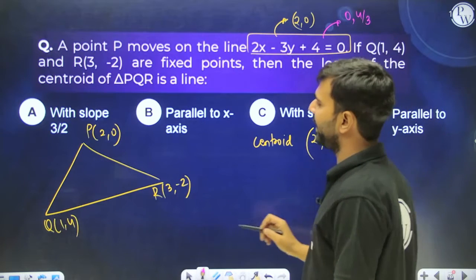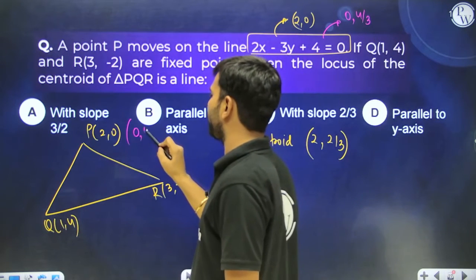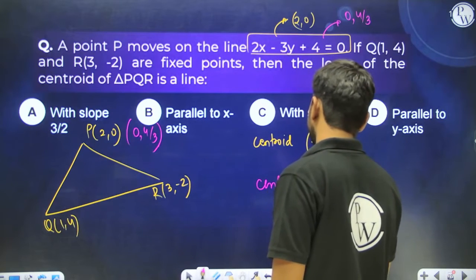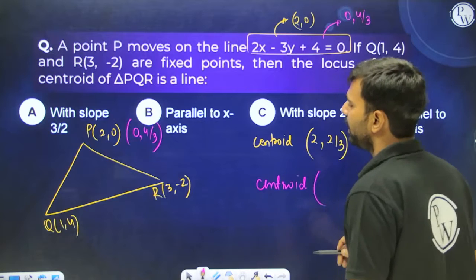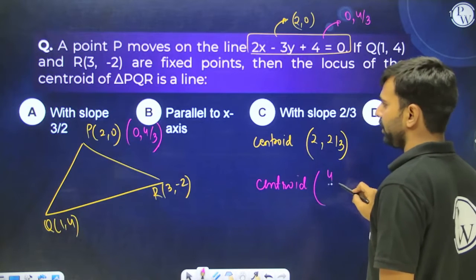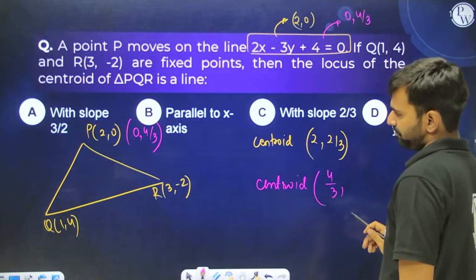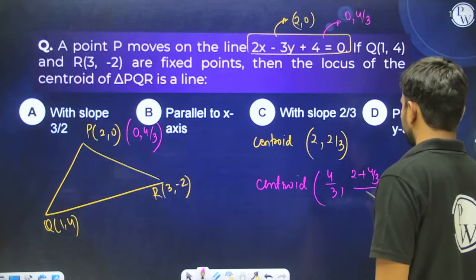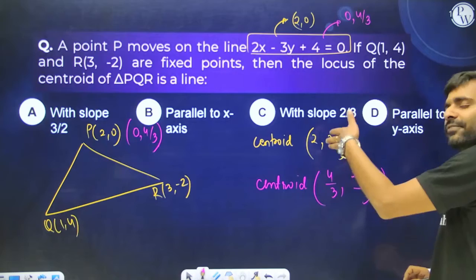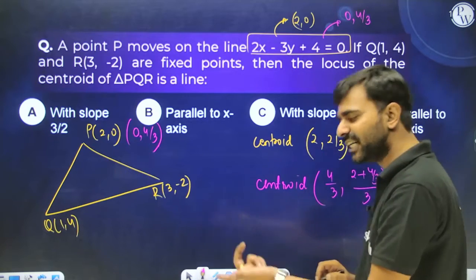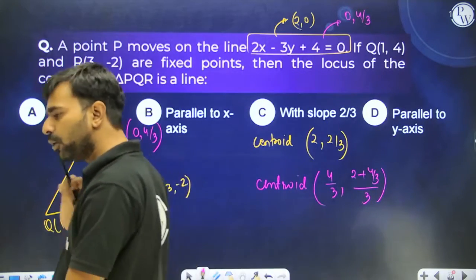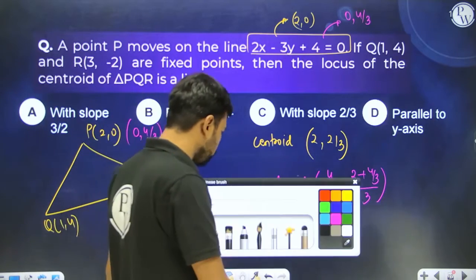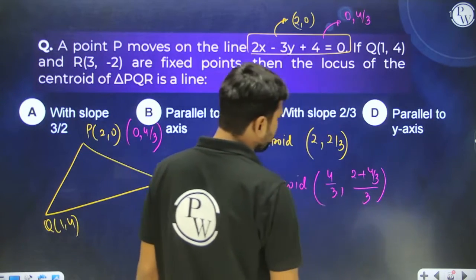So the moment we take the coordinates of P as (0, 4 by 3), can we find out the centroid in that case? So the coordinates of the centroid in that case are going to be 4 by 3 and (2 plus 4 by 3) by 3. Yes or no? Okay. And now if these are the 2 points which satisfy the locus, then these points will be lying on that straight line. Yes or no? So can we find out the slope by using these 2 points?